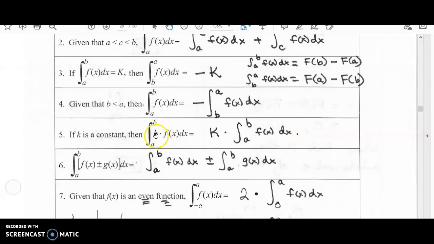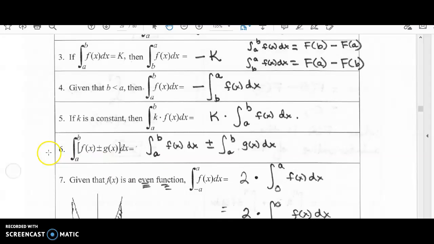Let's see. This is a constant rule: if you have a k inside of a definite integral, you can just move that k in front. That's accepted to be true. We could actually prove it if anybody's interested. And in a similar manner, if we have two functions, we can do each definite integral separately, and it's a plus or minus situation. Which brings me to number 7.